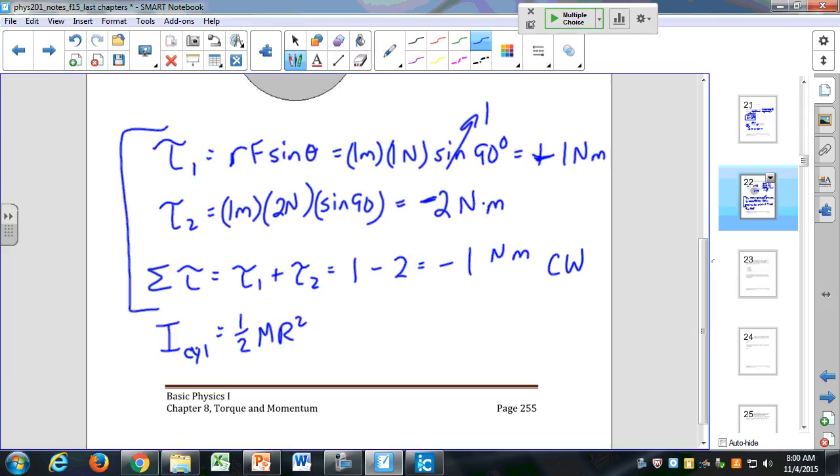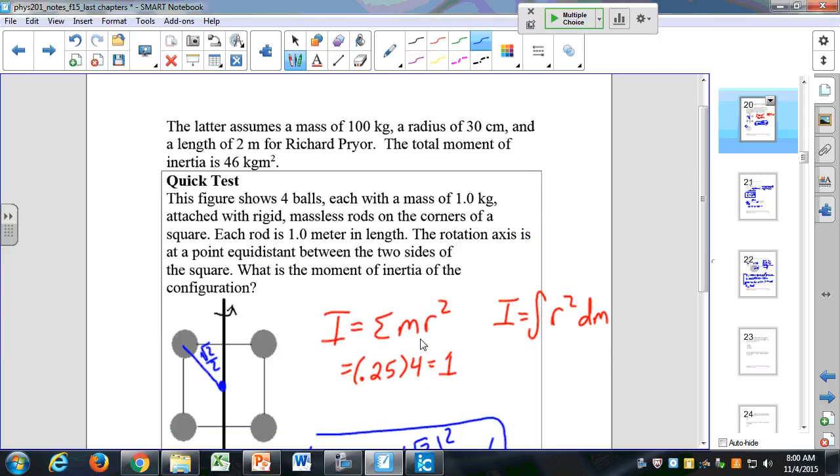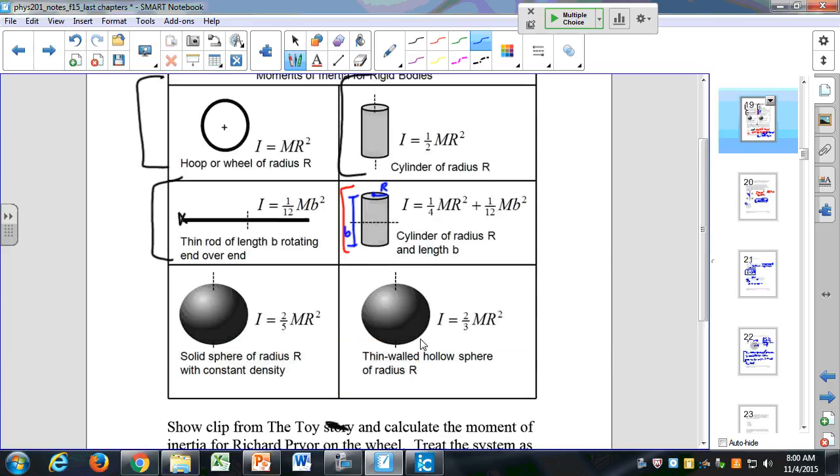To find that, you would go back up to your table, or your table's on your equation sheet. I would say, well, I'm dealing with a disk. That's going to be a cylinder, and so I'm limited to these two options. But it's rotating about an axis through the center, so it's going to be this.